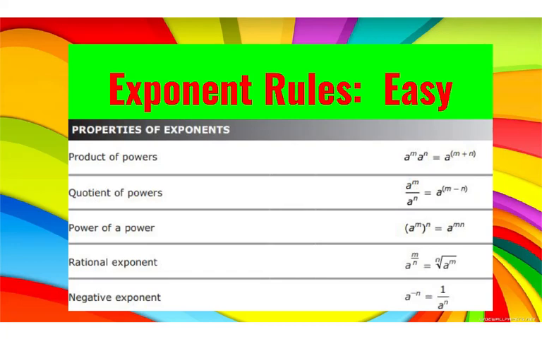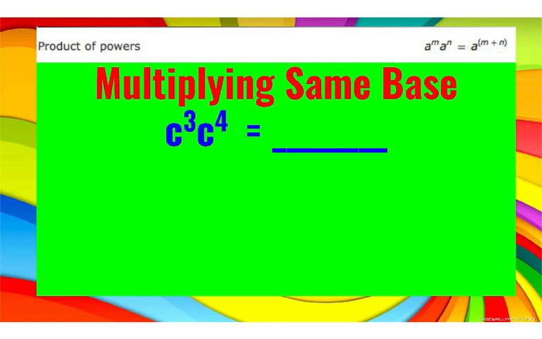Exponent rules, easy version. This is just going to be going over all of our different exponent rules, and we're only going to be using them one rule at a time, not mixing them. So the first one, multiplying by the same base. Remember, our base is the number down here. This is my exponent, c to the third power times c to the fourth power.